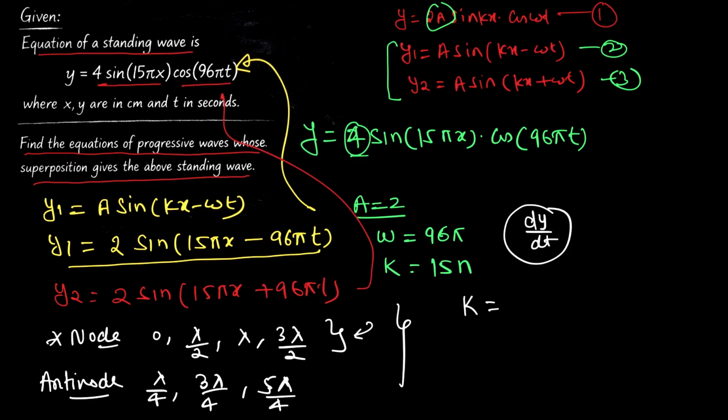And we know k is equal to 15 pi. It means 2 pi by lambda is equal to 15 pi. Pi and pi get cancelled, so lambda will be equal to 2 divided by 15. So after getting lambda, we can find the values of node and antinode. All right, so let's solve one more question based on this one.